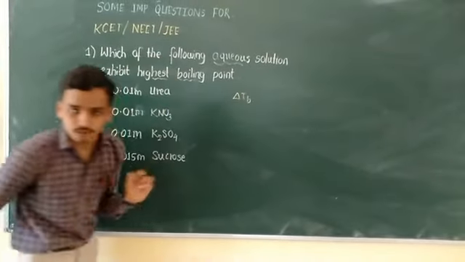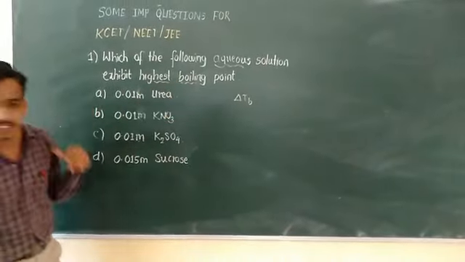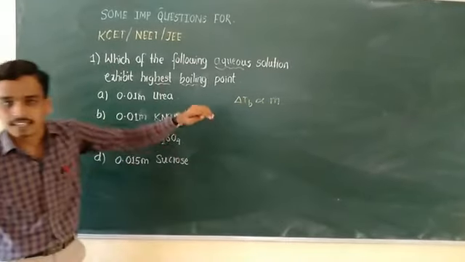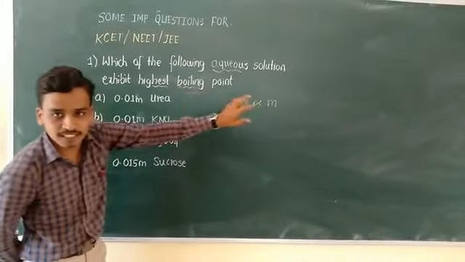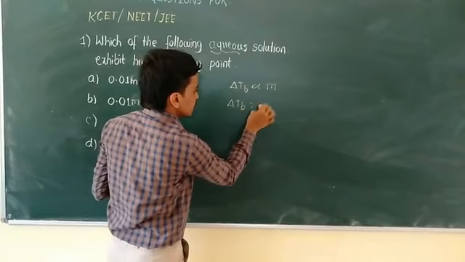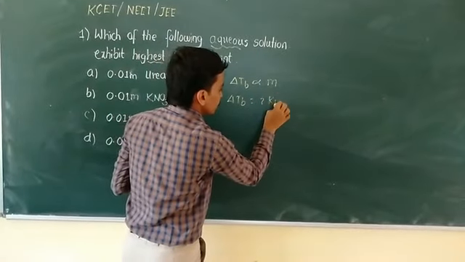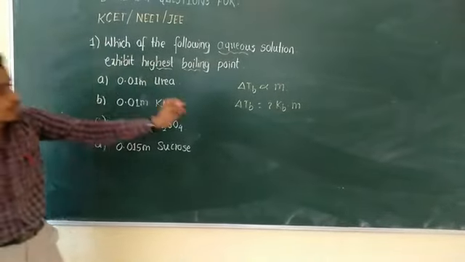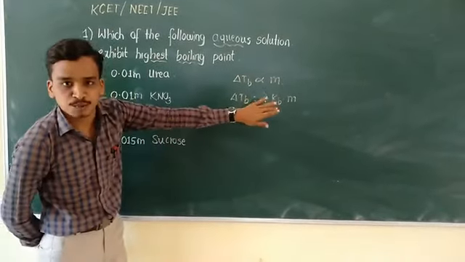This formula you already know, that is delta Tb is directly proportional to the molality. Its mathematical form is delta Tb is equal to i into Kb into m. For this problem, this Kb value is assumed to be a constant.